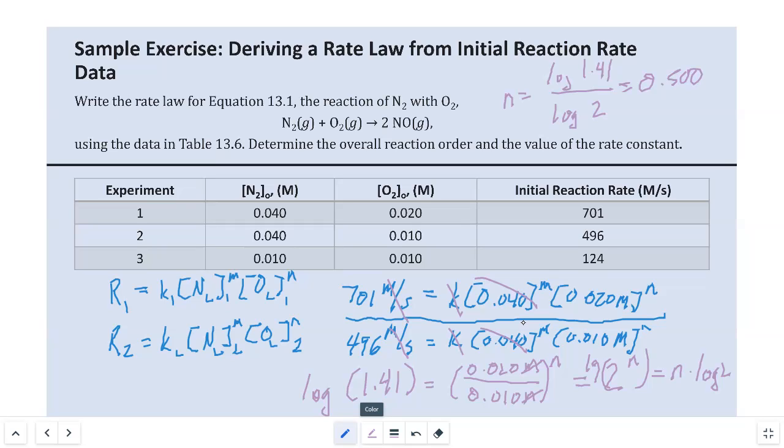So, like I said, this won't show up on a quiz or an exam for you, but this is an example of a fractional order. So we're looking at oxygen in this case. Oxygen's order is 1/2.